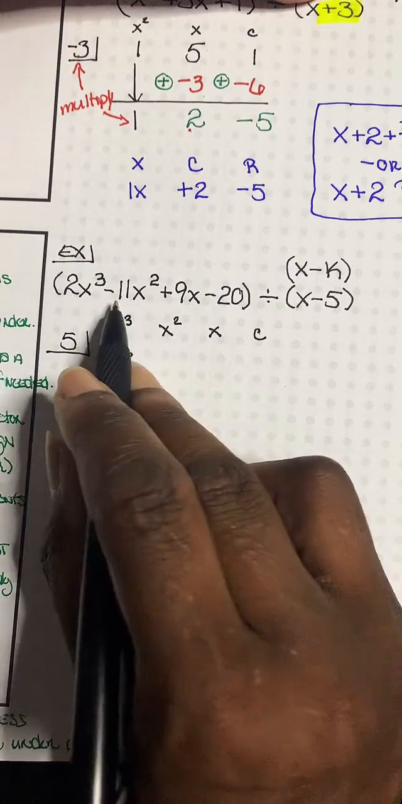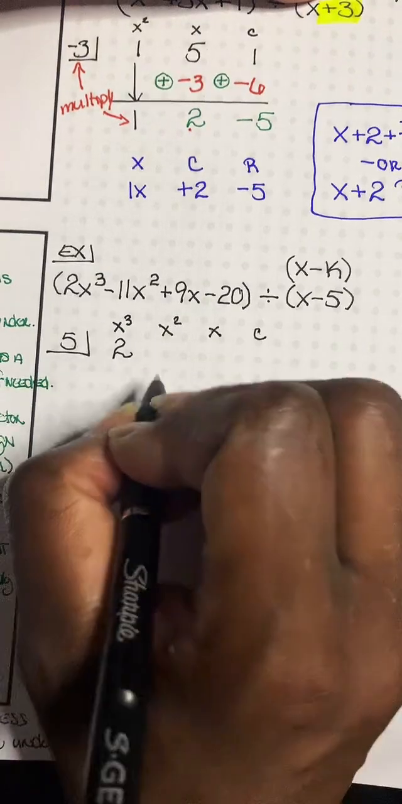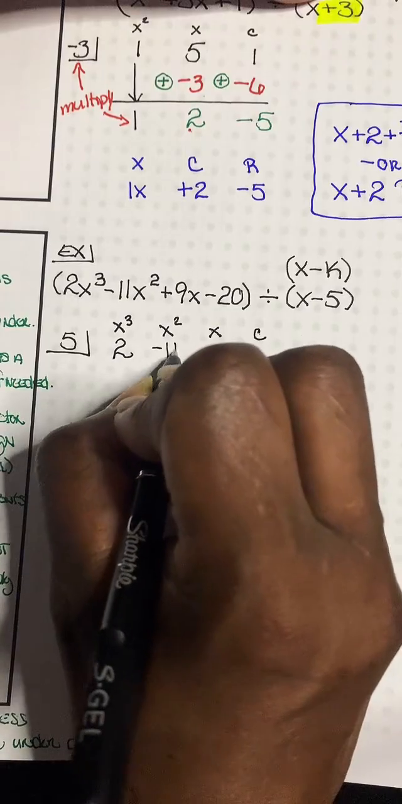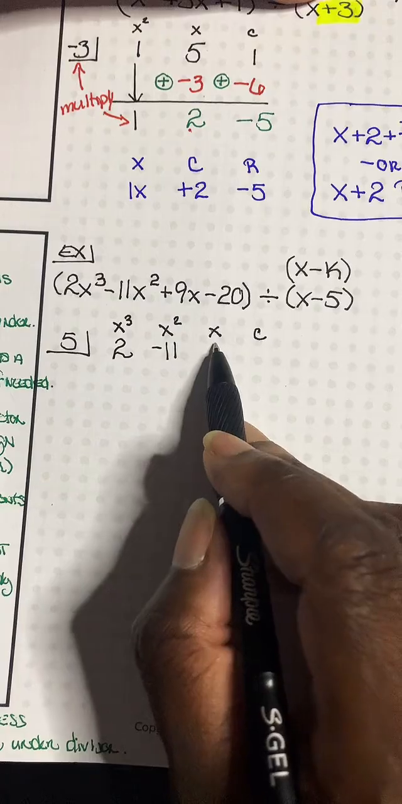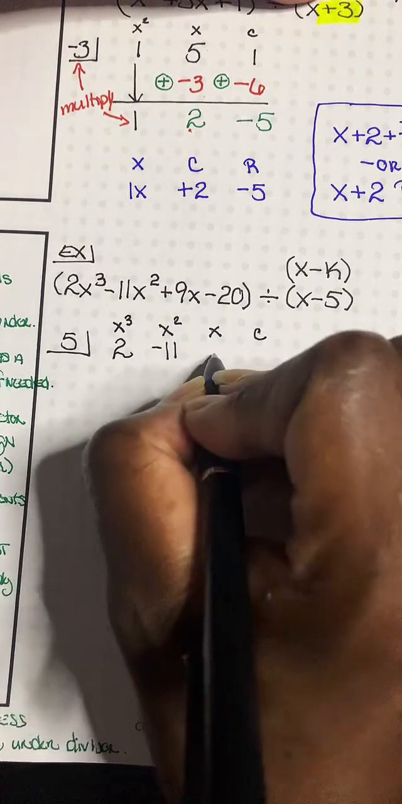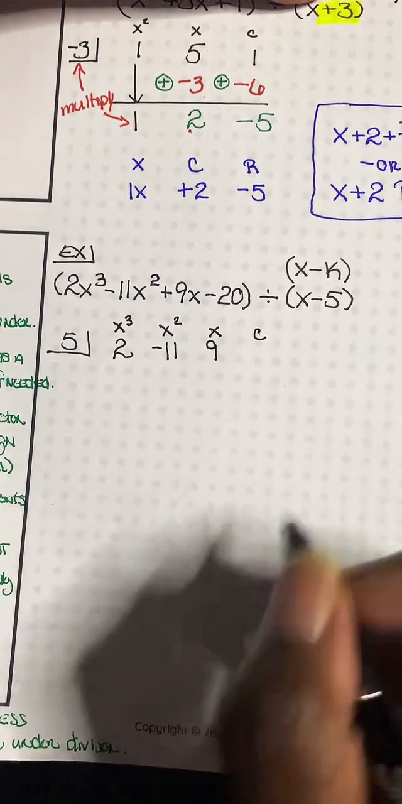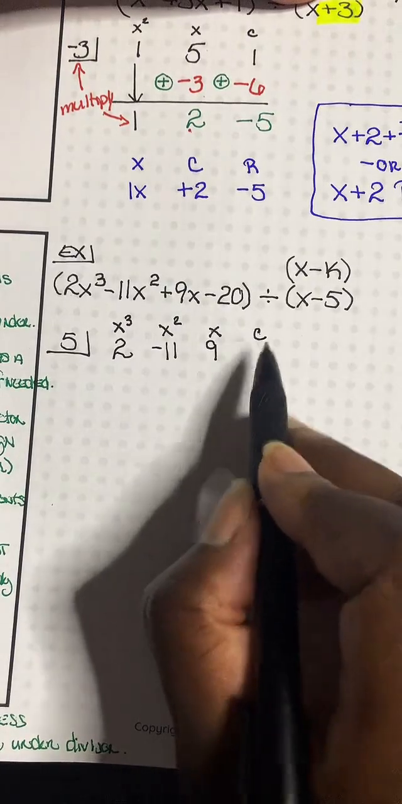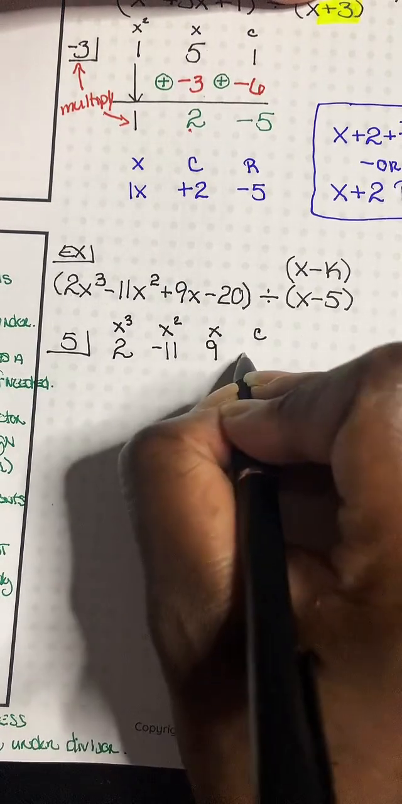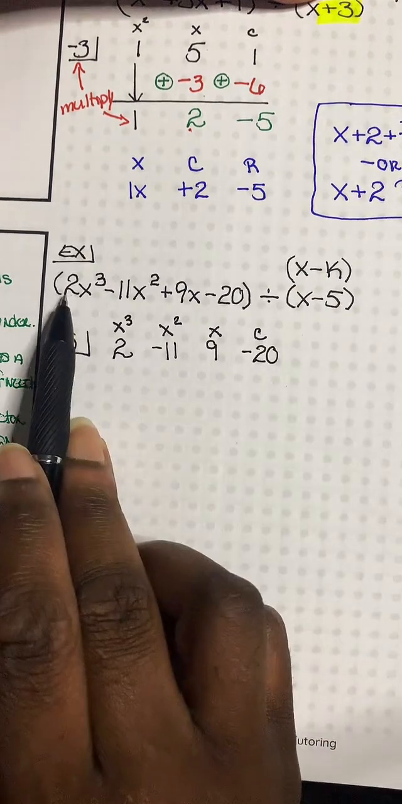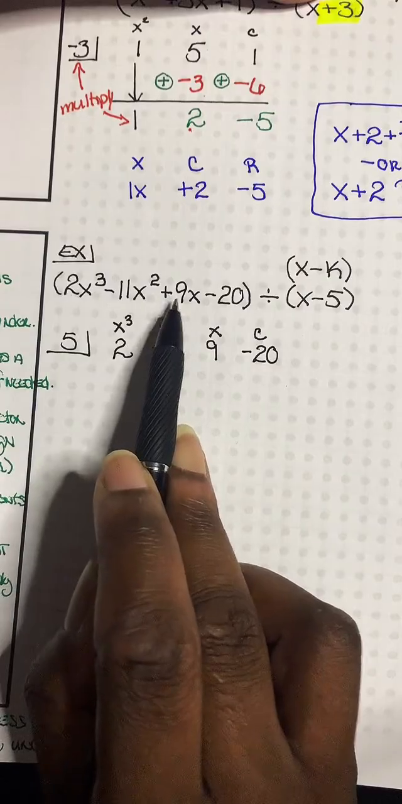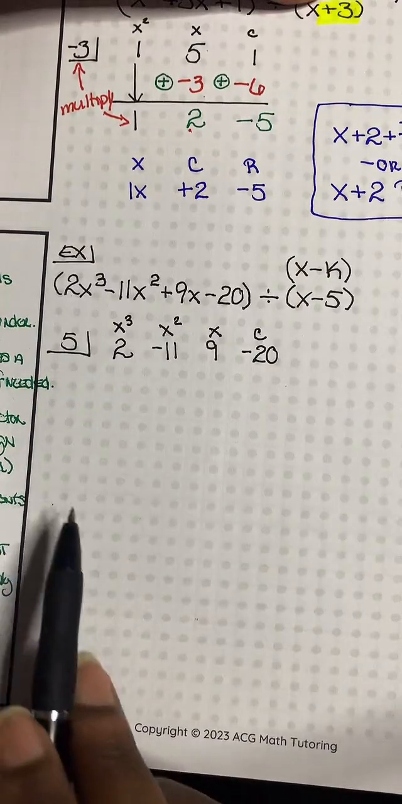For the x squared, it's going to be negative 11. For the x, it's going to be positive 9. And for the constant, it's a negative 20. So all I needed was the numbers and their signs.